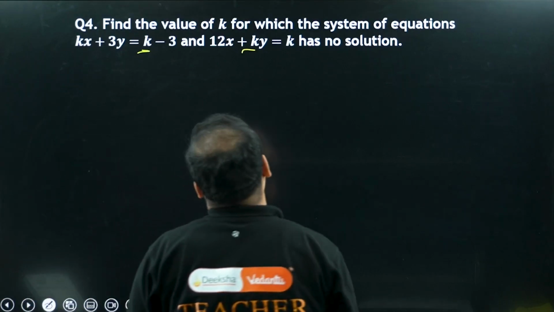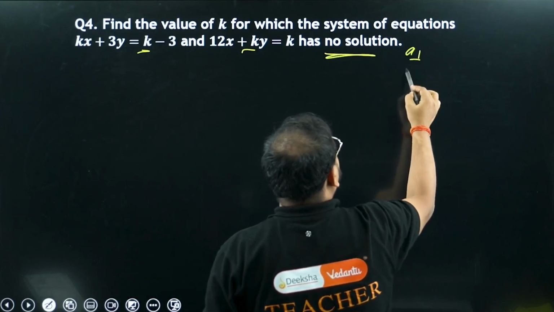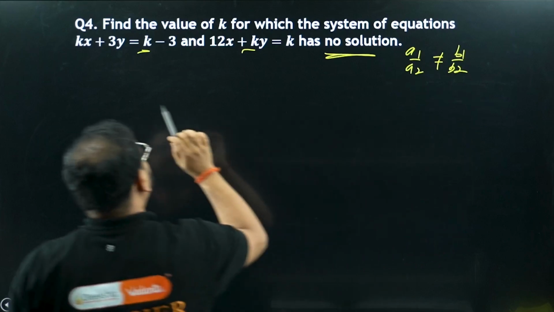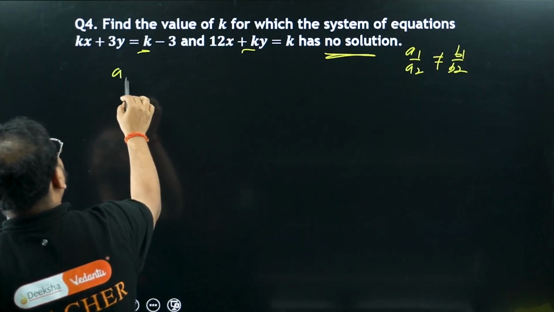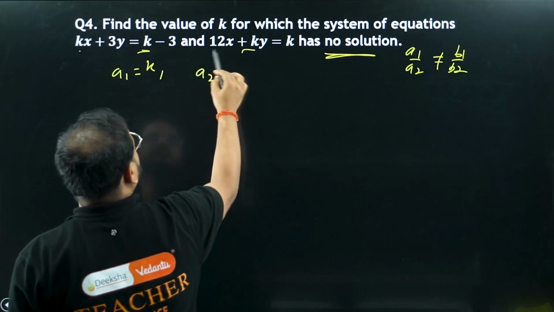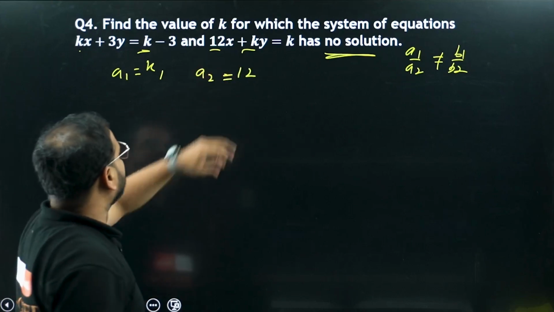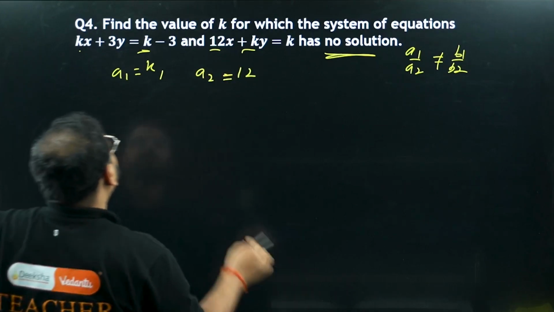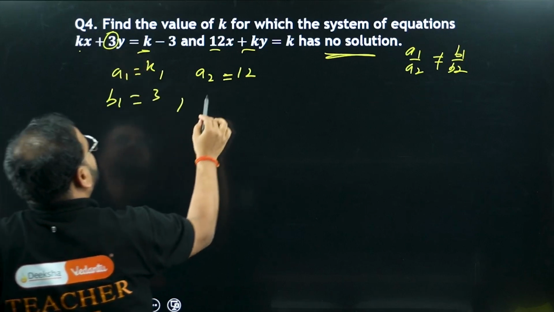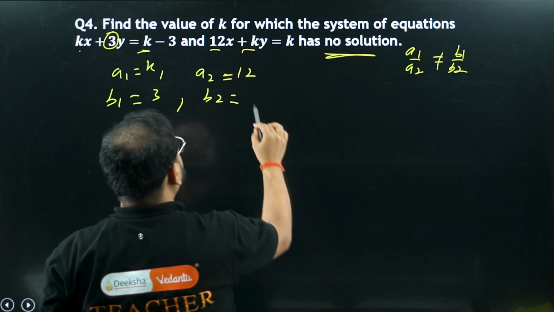Has no solution. So what is this condition? For no solution, the ratio has to be a1 by a2 not equal to b1 by b2, right? Let's find a1 first. a1 is k, and what is a2? a2 is 12. Now look for b1 value. b1 is 3, and what is b2? b2 is k.